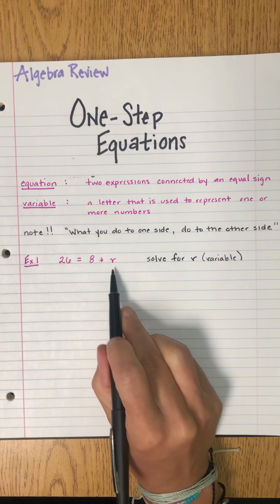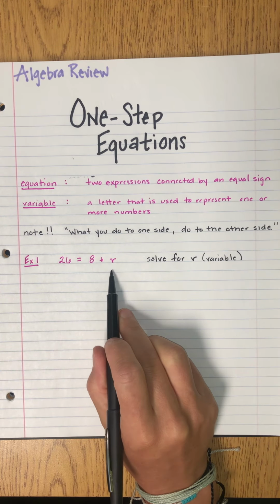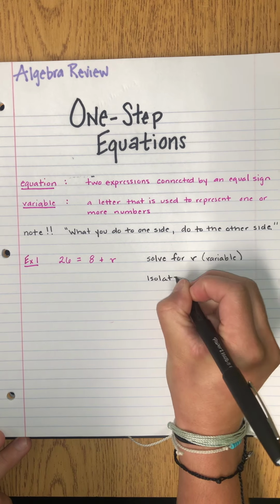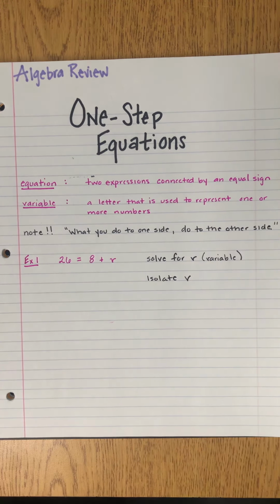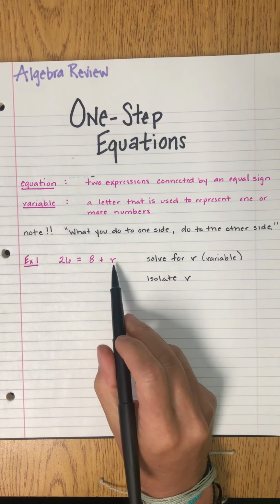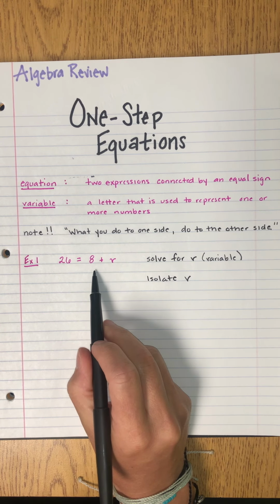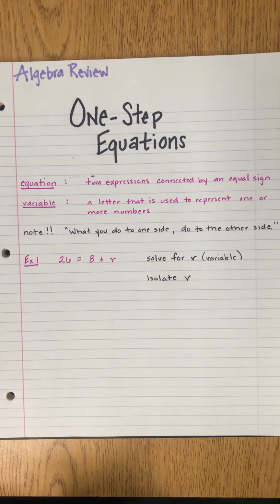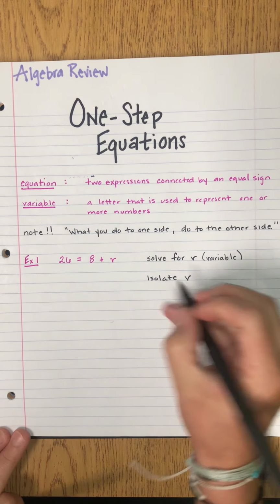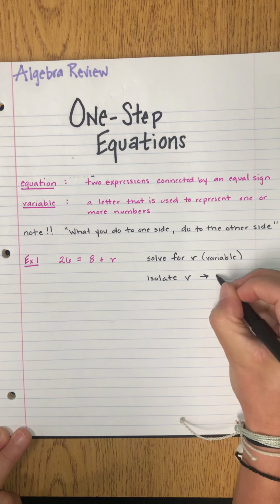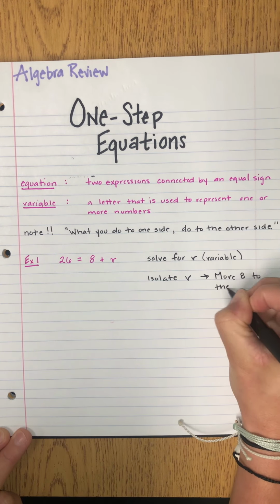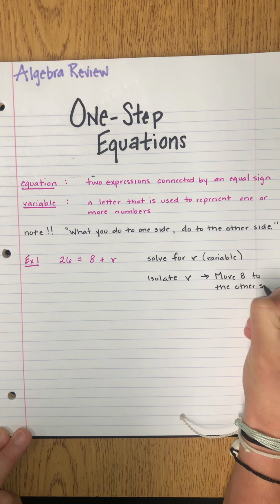If we are solving for V, we need to isolate V, right? That means get V by itself. So let's go ahead and isolate V. In order to do that, we have to get rid of 8. And when I say get rid of, I don't mean just make it disappear, cover it up and move on. No, we have to move it to the other side. So in order to isolate V, we have to move 8 to the other side, okay?